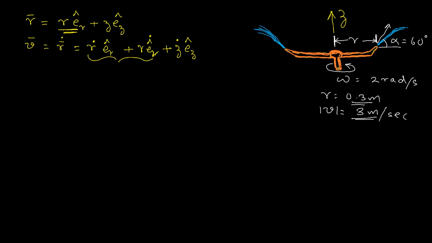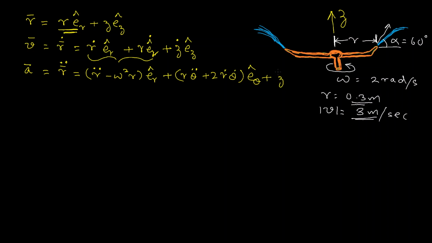Then if we differentiate once again, we shall get the acceleration vector, which I'll directly write now. It will come out to be (r double dot minus r theta dot squared, that is omega squared r) e_r, you know how to differentiate now, plus (r theta double dot plus 2 r dot theta dot) e_theta, plus z double dot e_z. So this is the acceleration.